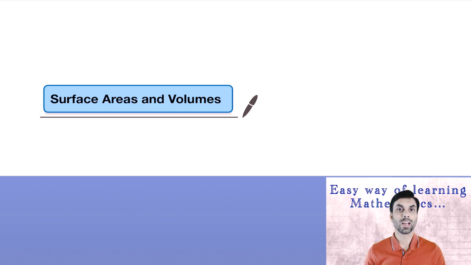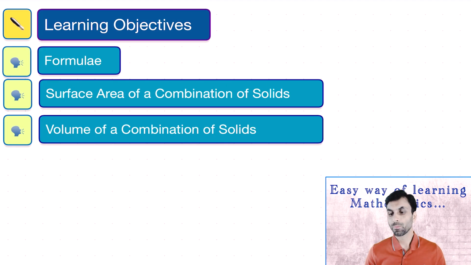Hello everyone. Today I am going to discuss surface area and volumes, where first of all I'll be discussing the formulae related to surface area and volumes. Then we'll be discussing the combination of solids, where we'll talk about how we can find the surface area of a combination of solids, and following which we'll discuss how we can find the volume of a combination of solids. So let's start with the topic.